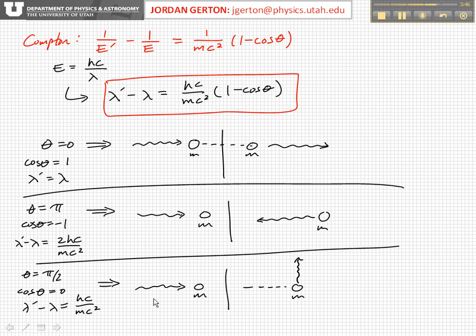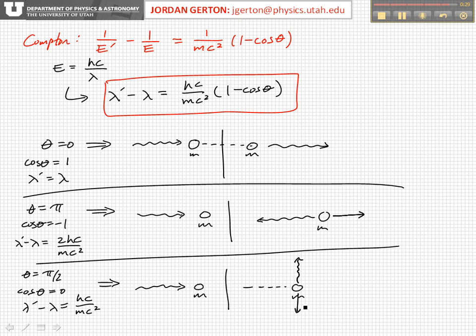Well, since the wavelength is inversely proportional to the energy, as I wrote here, if the photon imparts momentum to the electron, then that has to reduce the photon's energy, which corresponds to shifting to a longer wavelength. And what we see is that when the photon hits, and I should draw this, in this case the mass will move that way.